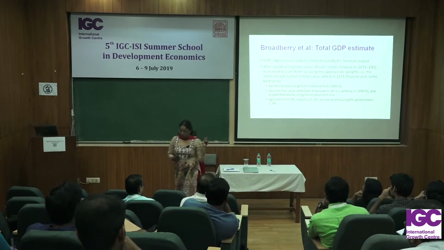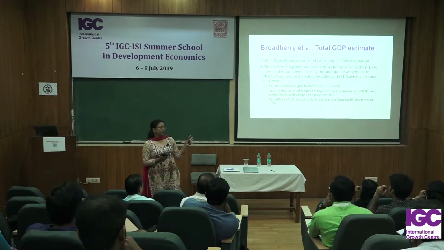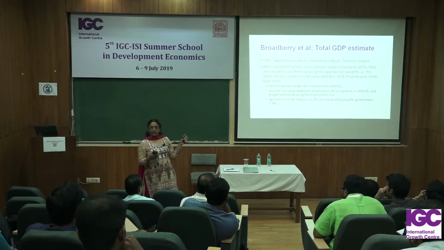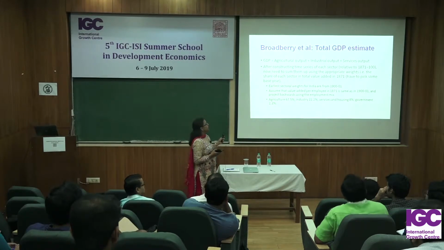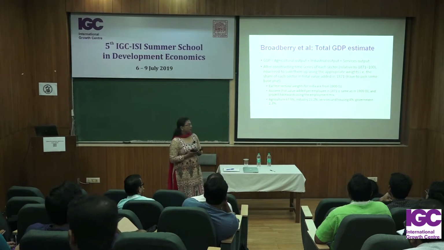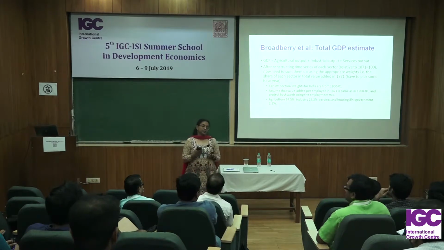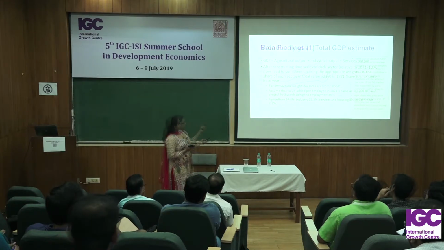So finally, after doing all this, what do they come up with? These weights imply that agriculture was 67.5% of their overall estimate, which makes sense. So agriculture was 67.5% of their total GDP. Industry was 22.2%. Services and housing was 8%. And the government services was 2.3%. Okay, that's what it finally ends up as. This is what you get.